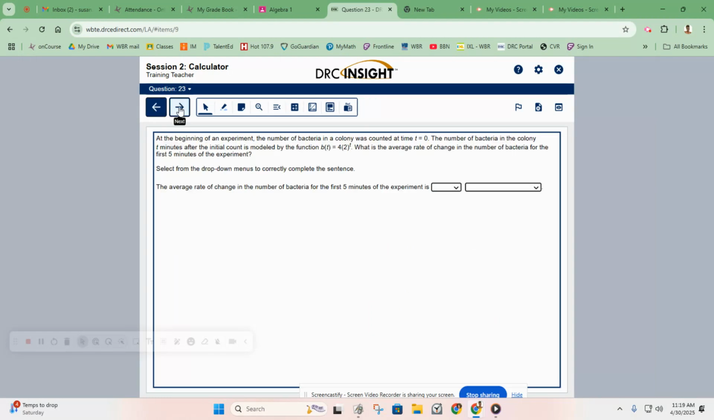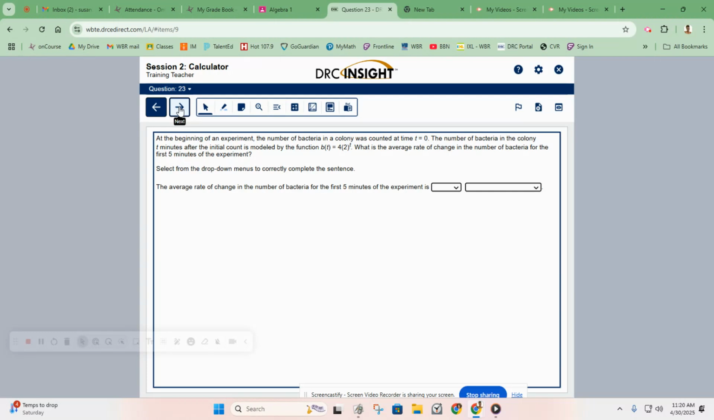23. At the beginning of an experiment, the number of bacteria in a colony was counted at t = 0, when time is 0. So at the beginning means time is 0. Okay? The number of bacteria in the colony t minutes after the initial count is modeled by this function. What is the average rate of change in the number of bacteria for the first 5 minutes of the experiment? Select from the drop-down menus to correctly complete the sentence.